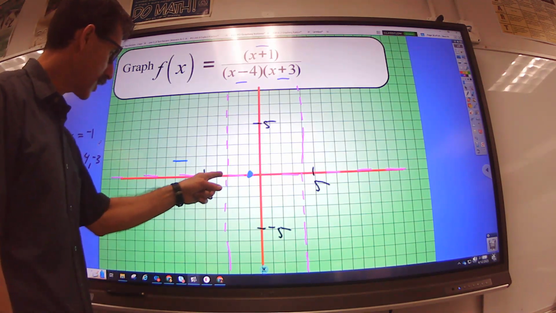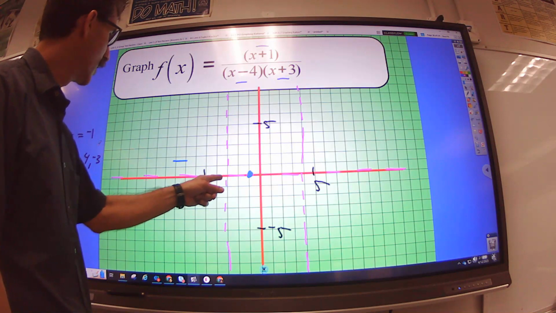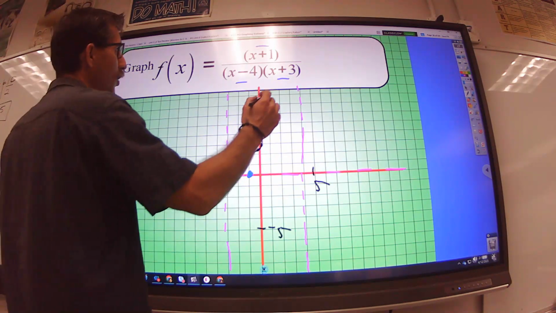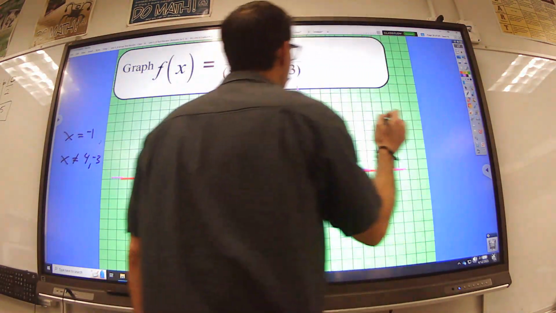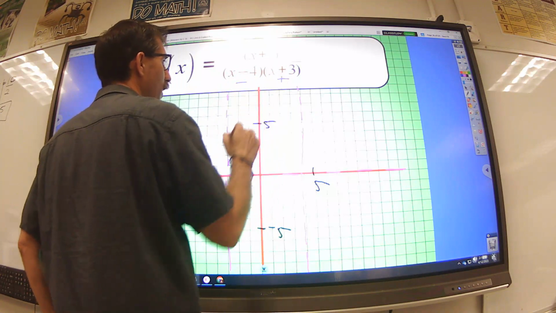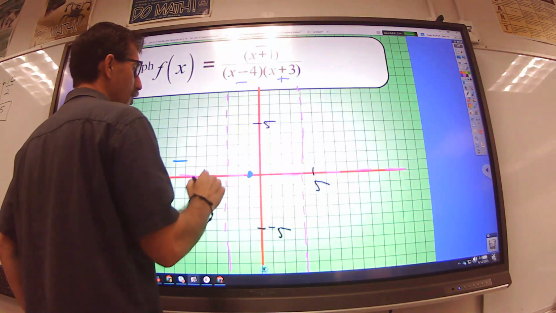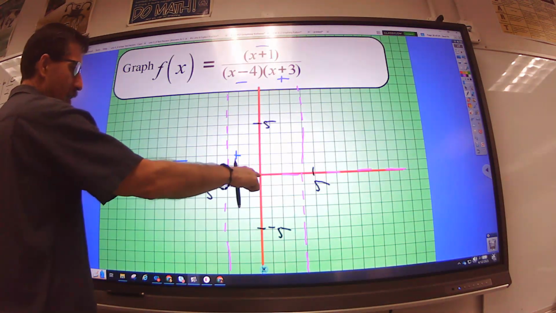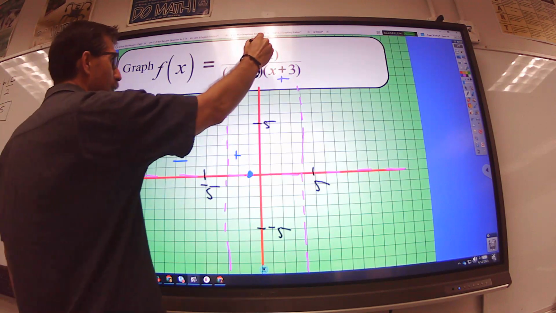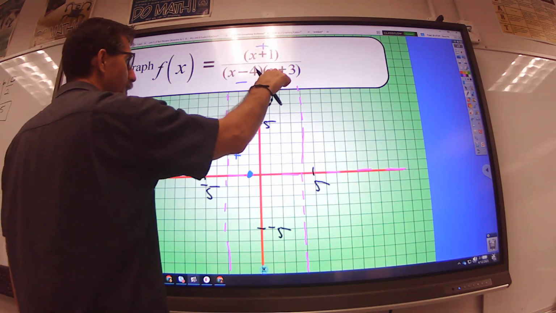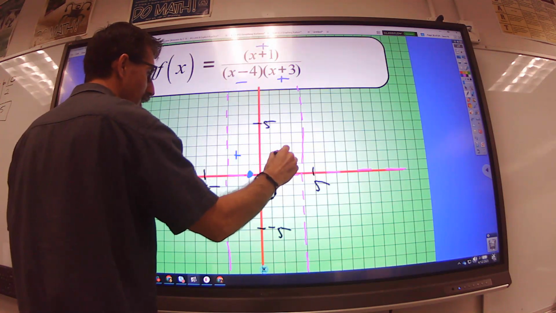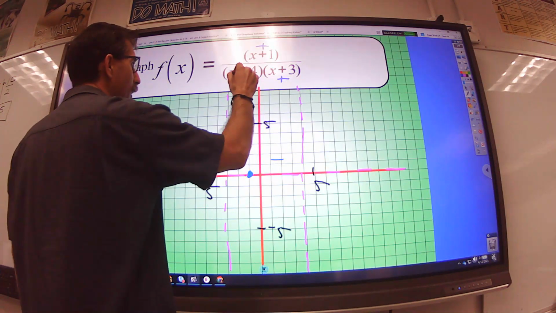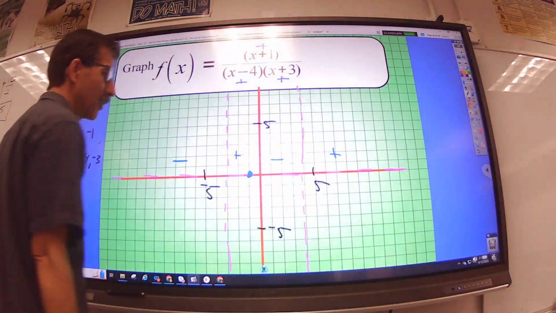Okay, now let's go from -3 to -1. -2. -2 plus 1 is negative. -2 minus 4 is negative. And then we got a -2 plus 3 is +1. So 2 negatives make a positive right there. Of course, let's choose 0. 0 plus 1 is 1. 0 minus 4 is -4. 0 plus 3 is 3. 1 negative makes a negative. And then let's choose 5 or a million. Everything's positive. We got everything positive.